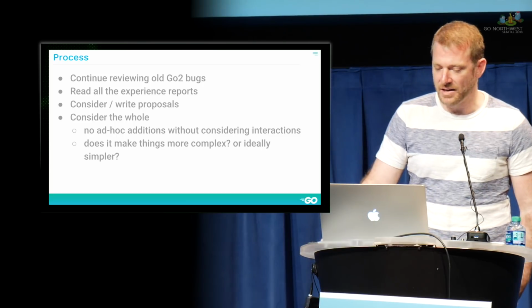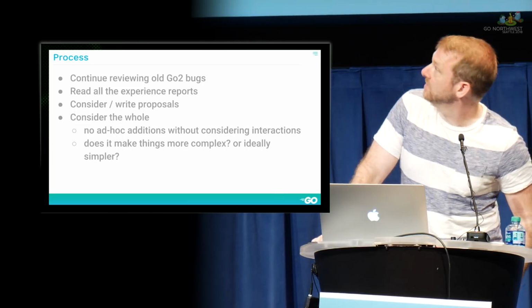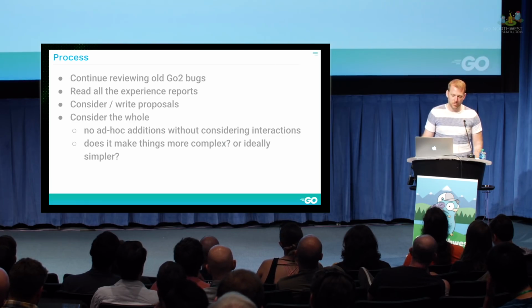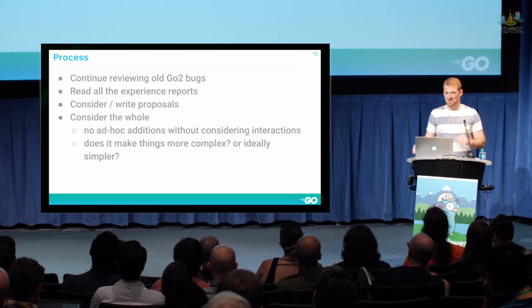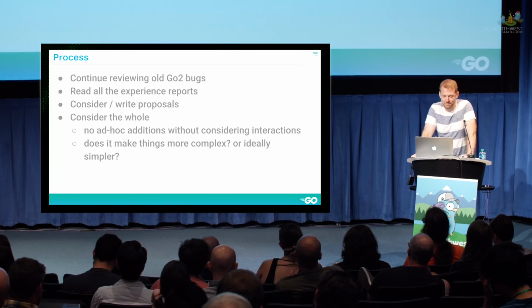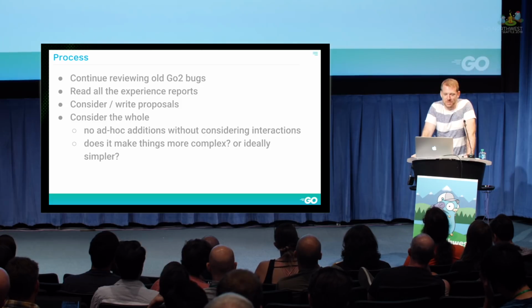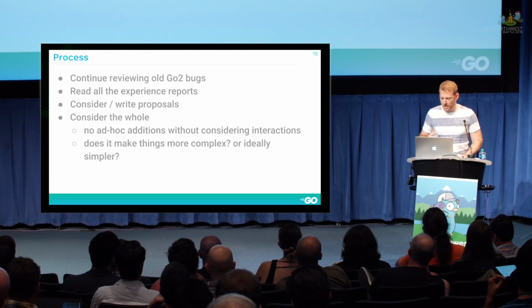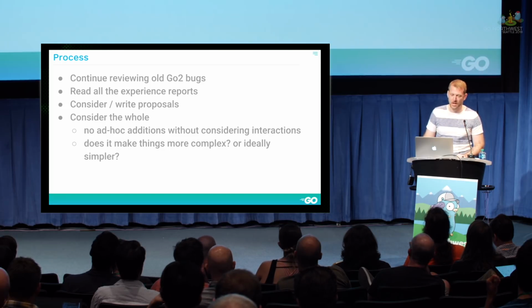So the process, I guess, because it doesn't exist really, is that we will read all the Go 2 bugs. I know Ian and Robert have been doing that, closing a lot of the old ones and re-metadataing the other ones on GitHub. And then at some point, read all the experience reports and proposals and consider what Go 2 is. We've got to consider them as a whole rather than just ad hoc adding lots of language features. It all has to play together well, which is one of the things I like about Go.